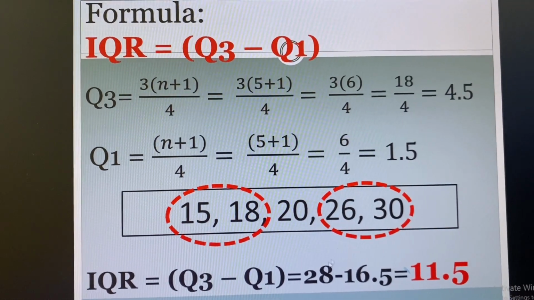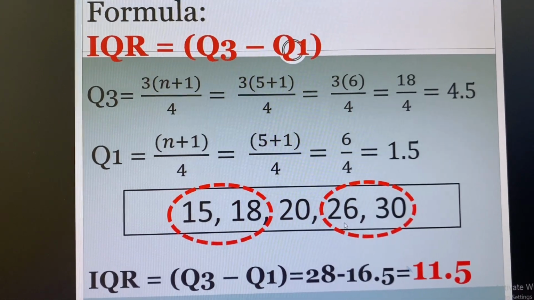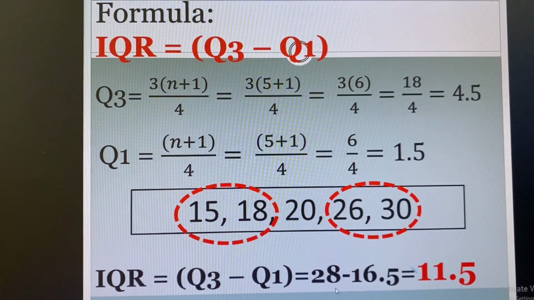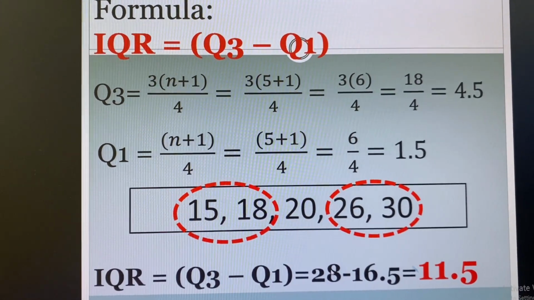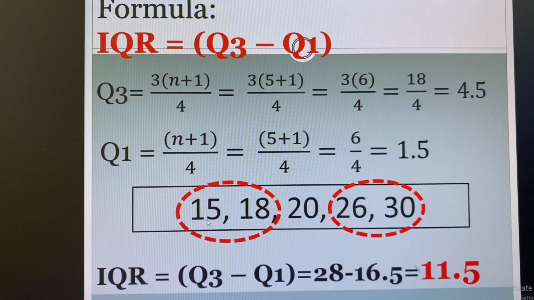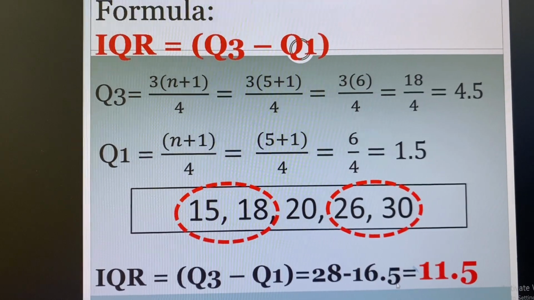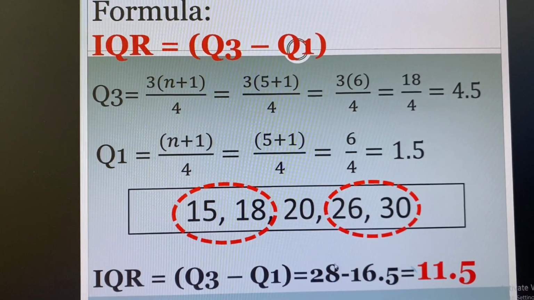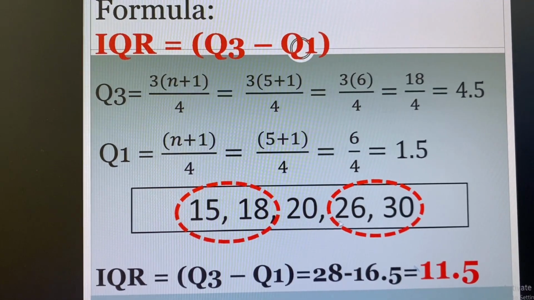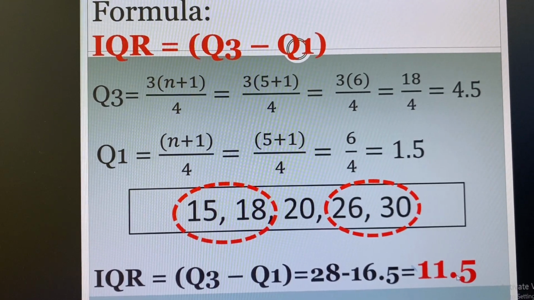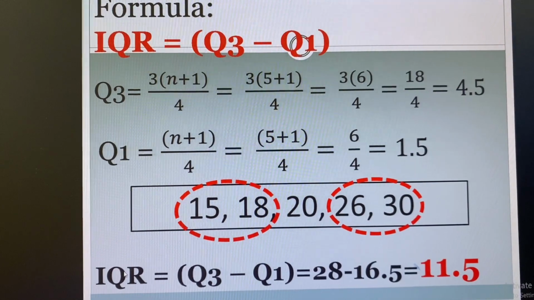Where did we get 28? So all you have to do is just add 26 plus 30, then divide by 2. So the answer is 28. Then 15 plus 18, divide by 2. So the answer is 16.5. Then once you get the answer here, replace to Q3 and Q1, then you will get 11.5. So that will be your answer for IQR.